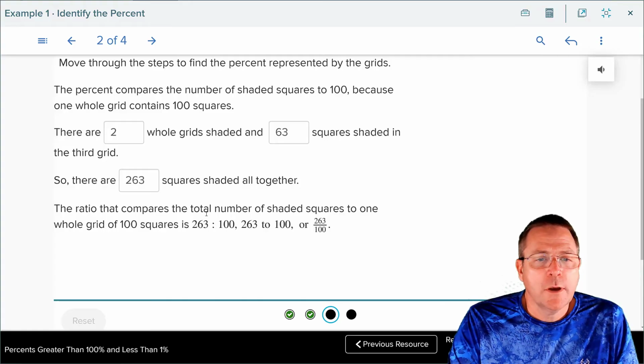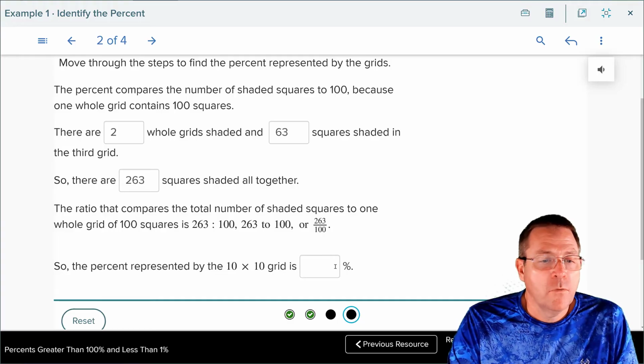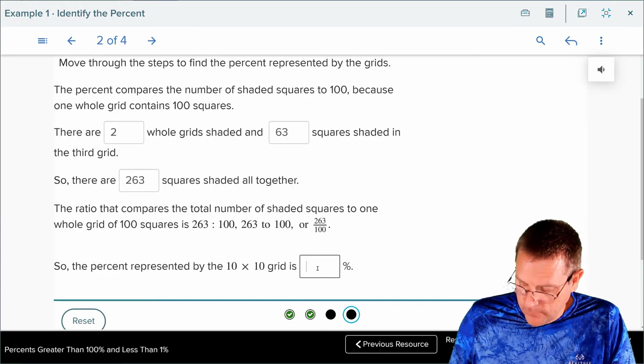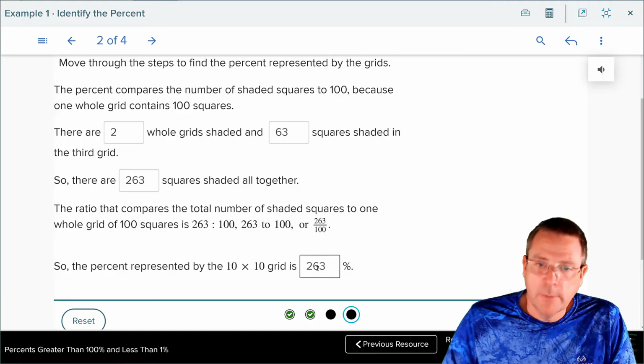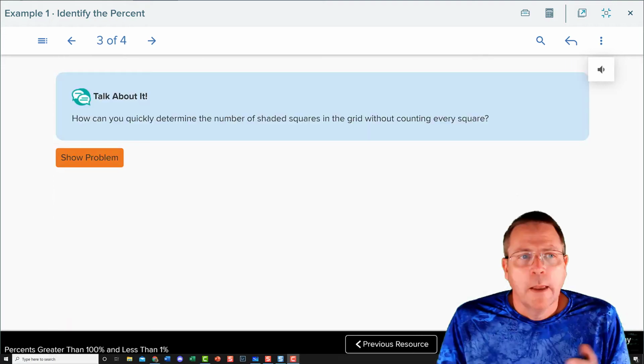The ratio that compares the total number of shaded squares to one whole grid of 100 is 263 to 100, written 3 different ways. Therefore, the percent represented by the 10 by 10 grid is 263%. Check it. Woohoo, we got the right answer.